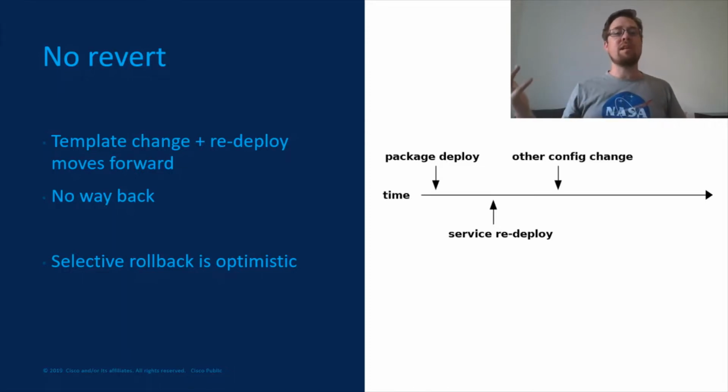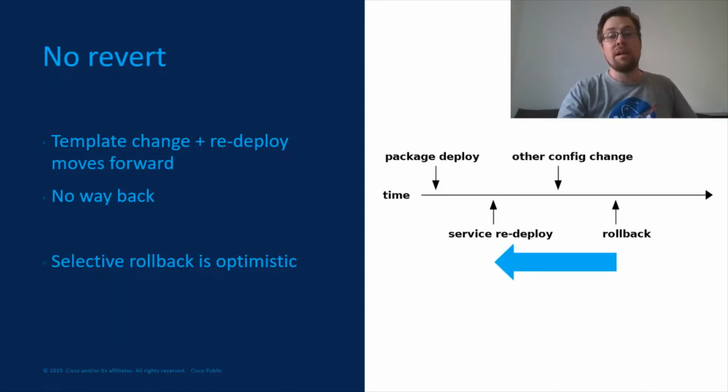Meanwhile, someone else comes in, in a completely unrelated part of the network, in a completely different service in NSO, and performs some change. Now, a minute after that, we actually determine that the change that we did wasn't a very good change. We want to roll back. Now, we want to roll back to just before we did a service redeploy.